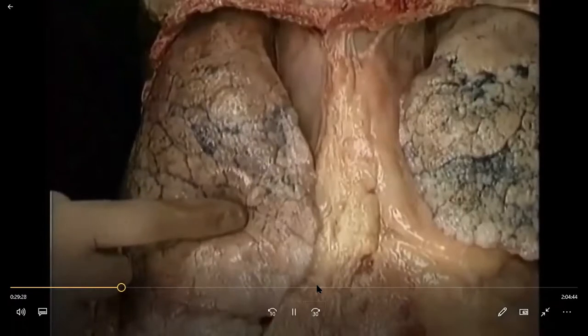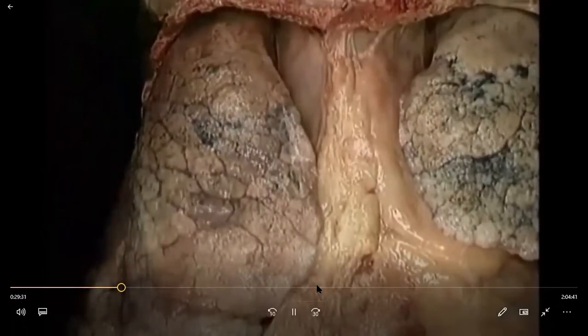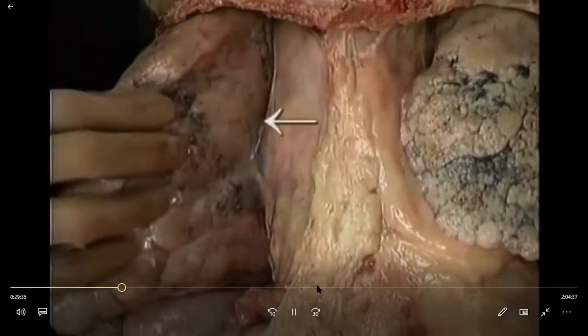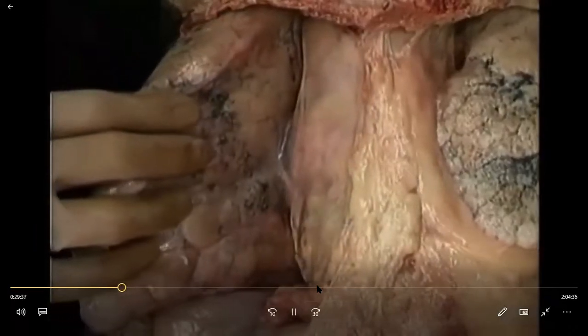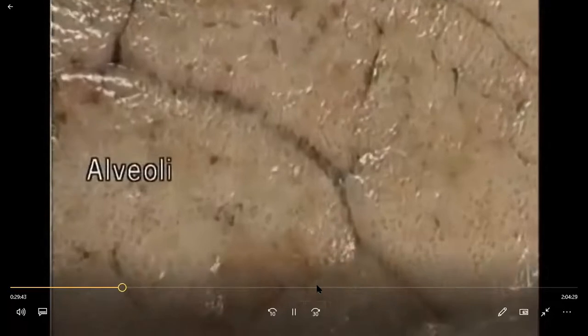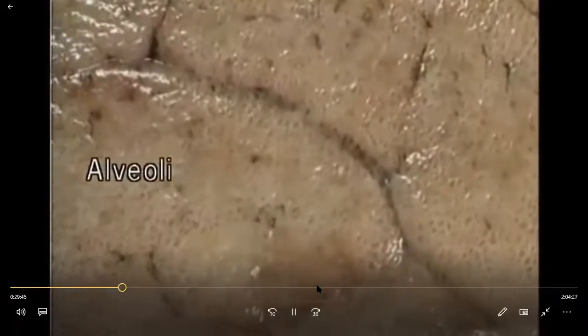The surface of the lung is formed by the visceral pleura. The visceral pleura covers the lung completely, except here at the hilum, where it becomes continuous with the parietal pleura. Taking a close look at the edge of the lung, we can see the alveoli, the tiny air spaces where gas exchange occurs. They're opening progressively as we slowly inflate the lung.